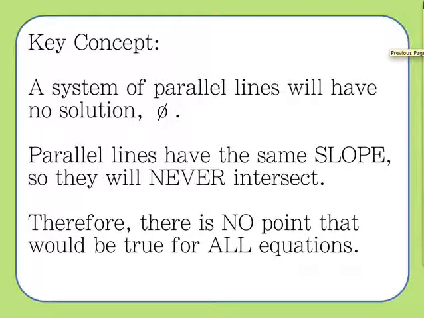So this is our second key concept. If the two equations in the system are parallel, that means they have the exact same slope, and those lines are going to have no solution. There will never be a point where parallel lines cross. This little 0 with a line through it is a symbol for no solution. So if lines are parallel, there is no solution. I'll never be able to have a point of intersection for those two lines.